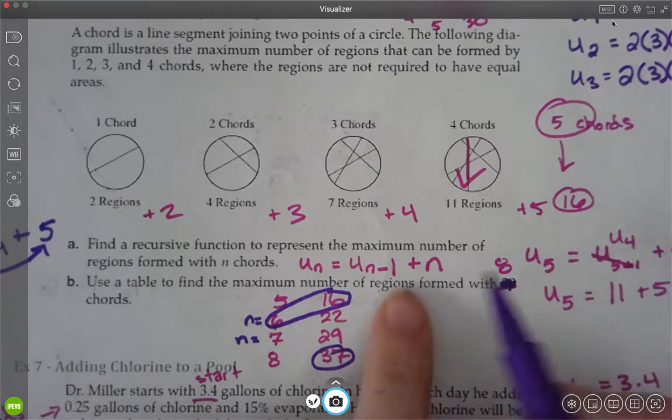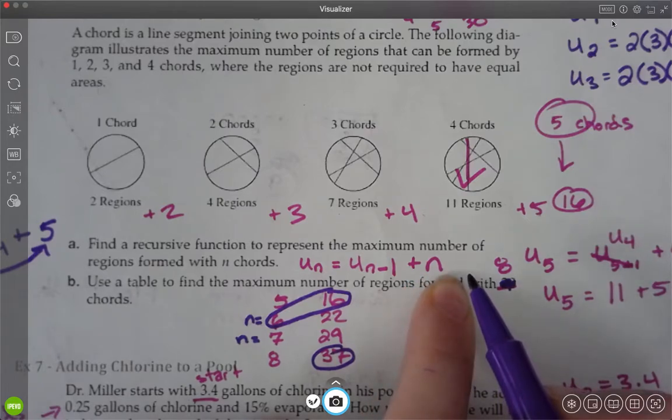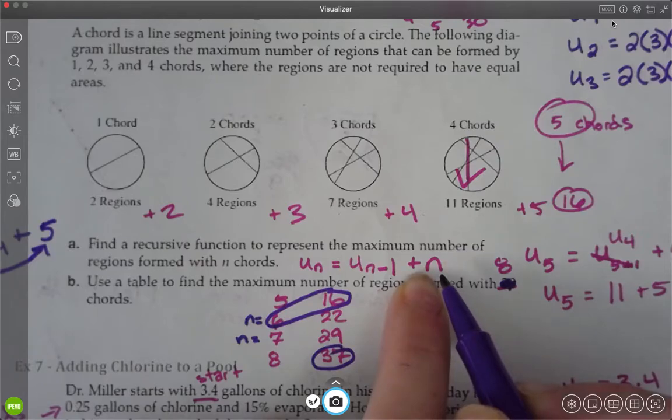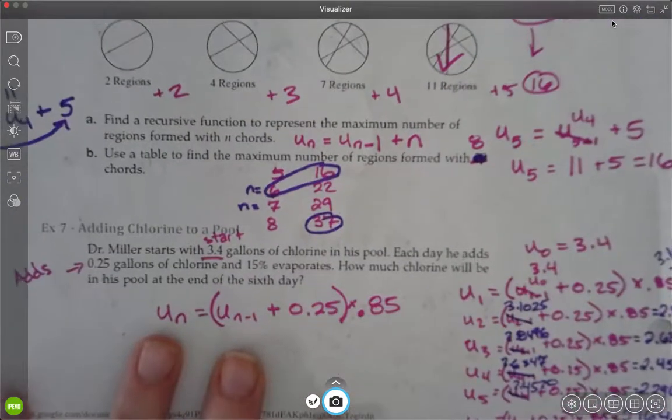So in this one, this kind of looks like an arithmetic sequence where you're doing plus a number, right? The recursive formula for arithmetic, but you're not adding the same number every time. You're adding n, and n is what changes every time. So that's where it gets a little bit confusing.